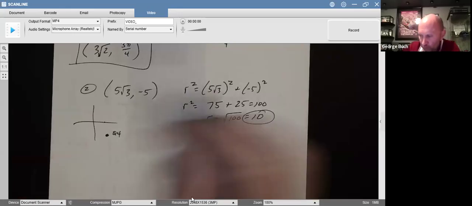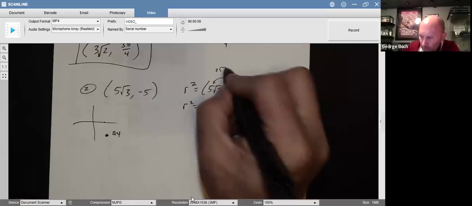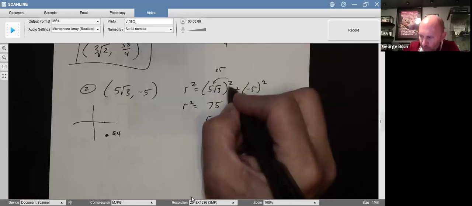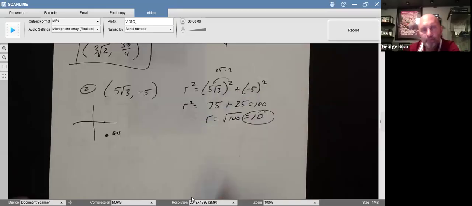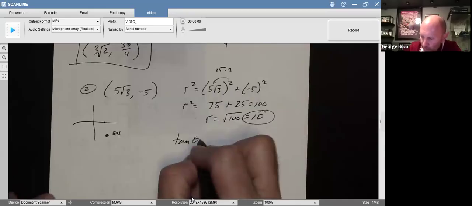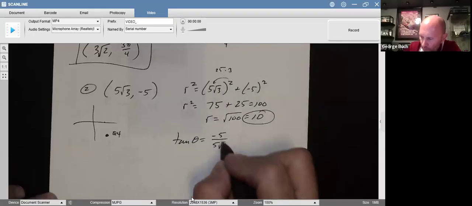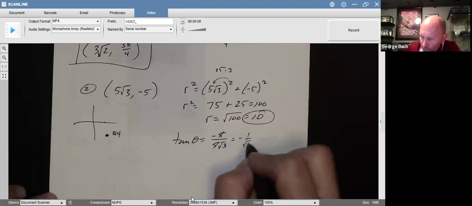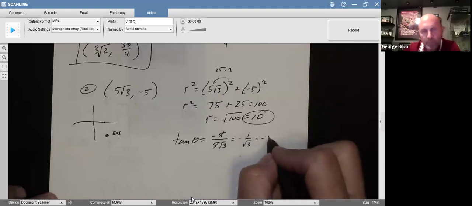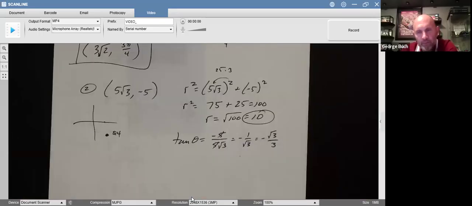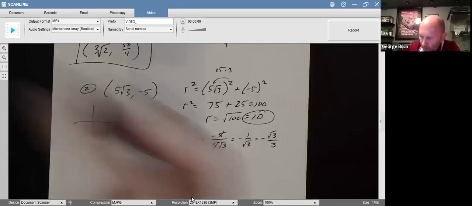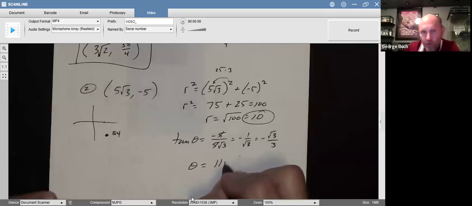So for this one, we just do 5 squared, that's 25. Square root of 3 squared is 3, so 25 times 3 is 75. That's how I got that. And tangent of theta is y, -5, over x, 5 root 3. The 5's cancel out. So I get -1 over root 3, which if we rationalize it is -root 3 over 3. So that's one of my pi over 6 values for tangent. Where in quadrant 4 do I have a pi over 6? That's when theta is 11 pi over 6.